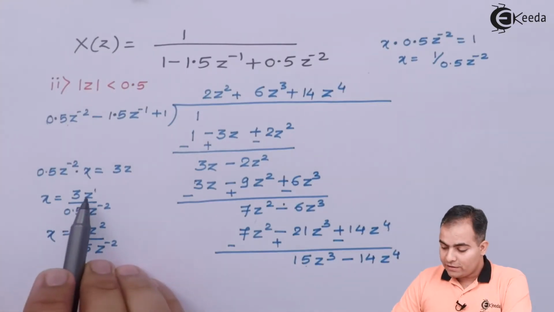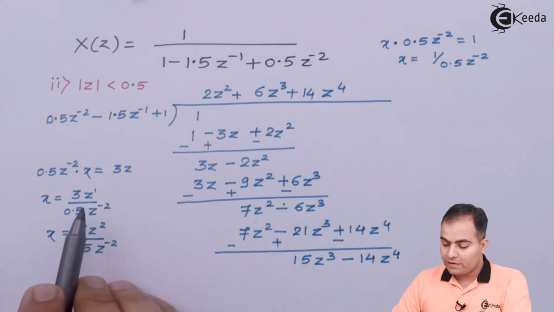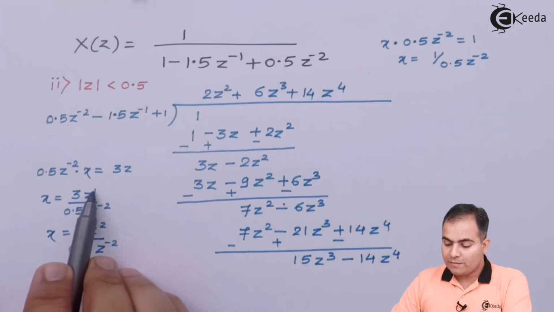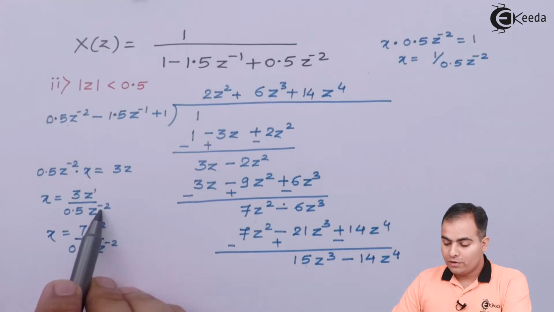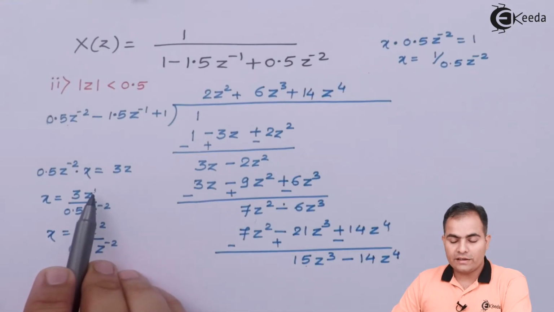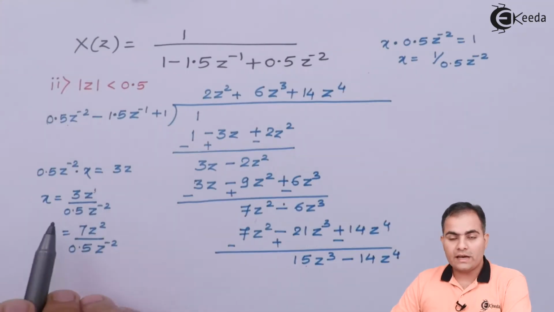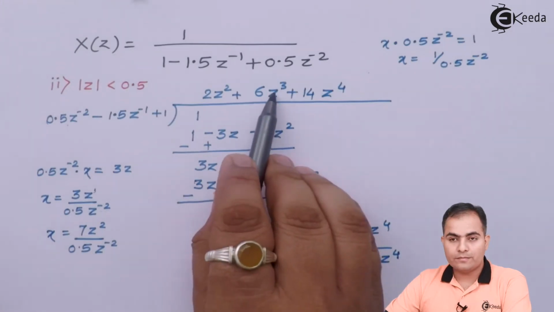Now look at here, 3z upon 5z square. What happened? This z we have already power 1 and here we have already power 2. So minus 2 value is shifted to the numerator side. So the power will be positive and hence both the powers get added. That's why we got z cube.